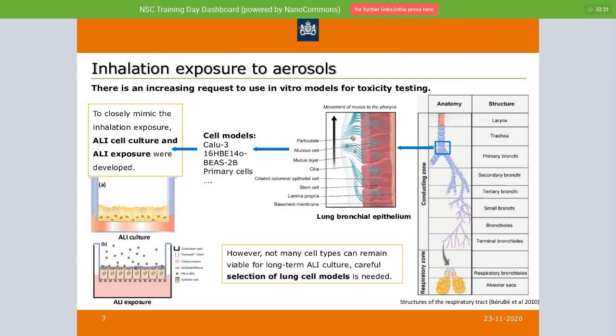Here is some background. As we know, inhaled particles can deposit onto the lung bronchial epithelium. So our study focused on lung bronchial epithelial cell models to evaluate inhalation exposure. To closely mimic the inhalation exposure, air-liquid interface culture and exposure were developed. During the air-liquid interface exposure, the cells can be directly exposed to various substances. It's real-time exposure, there is no loss during the exposure, and it's also what happens in our lungs. But if we want to do the air-liquid interface exposure, cell selection is necessary because not many cell types can remain viable for long-term air-liquid interface culture.